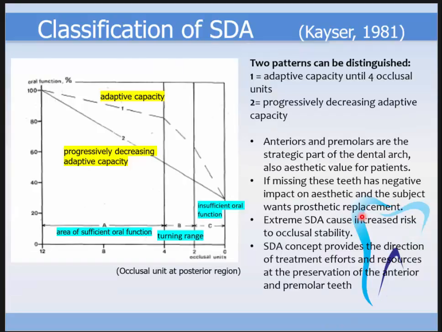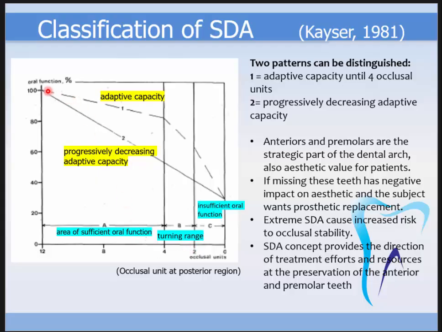In Käyser's research, he classified the participants into 2 types of patterns in terms of oral function, as opposed to the number of occlusal units. The number of occlusal units, if we talk about Käyser, is only the posterior, the number of occlusal units at the posterior region.